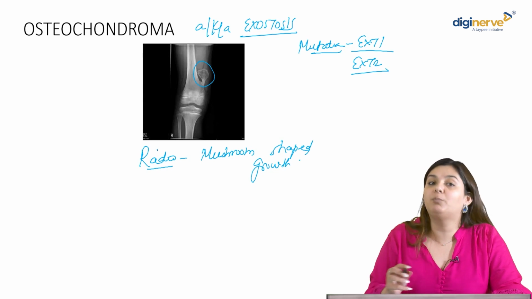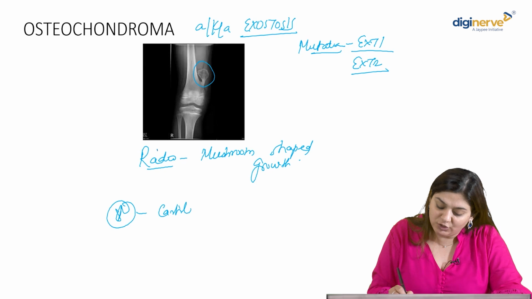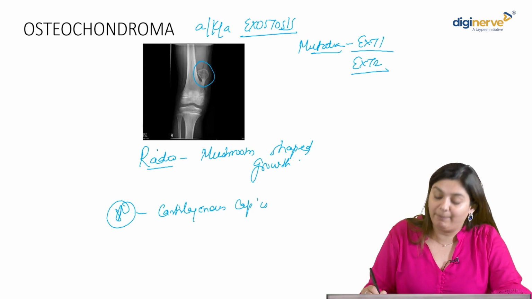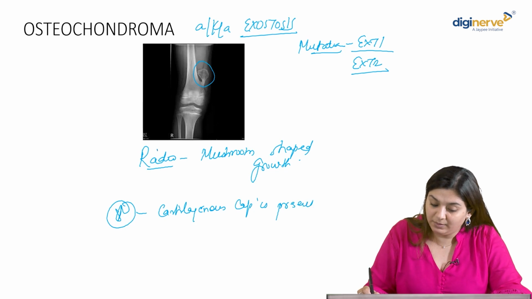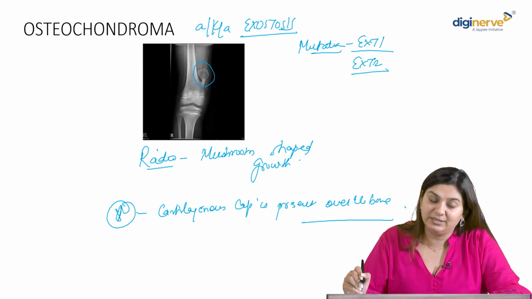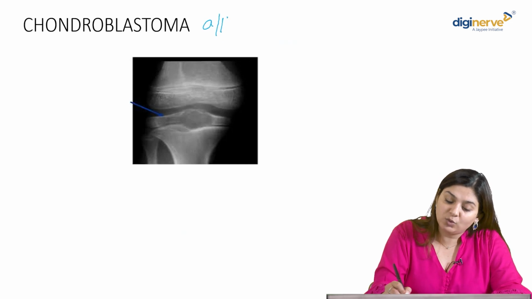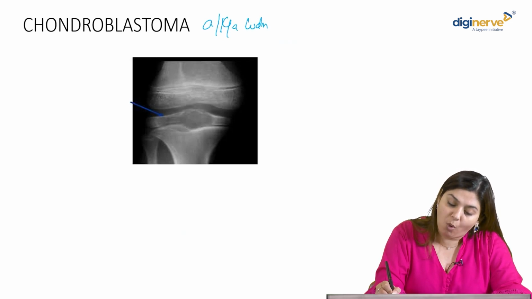And another important feature of it is that a cartilaginous cap is present over the bone. Now we move to the next condition, that is chondroblastoma. It is also known as Codman tumor.